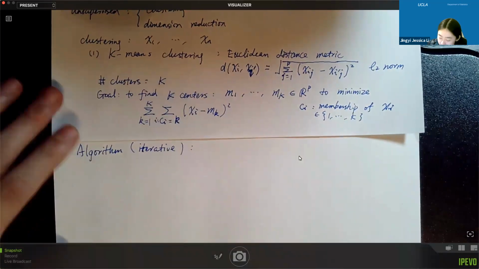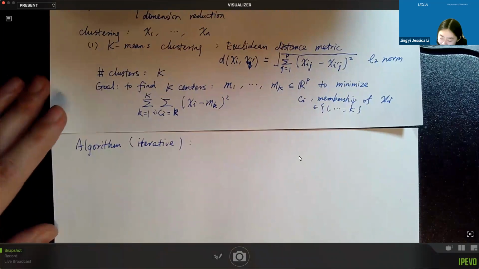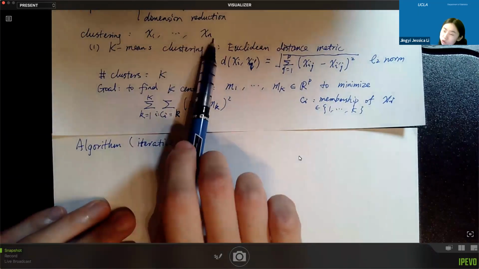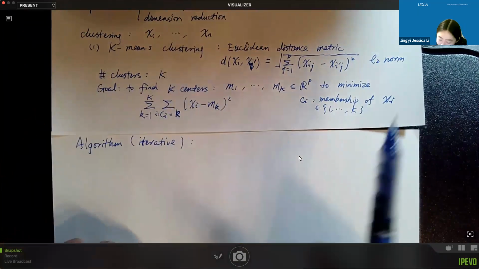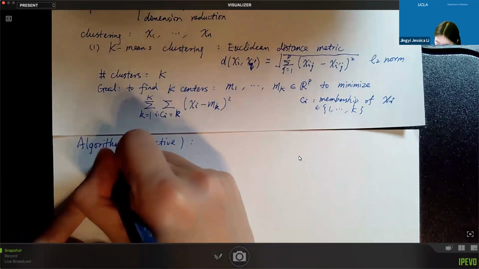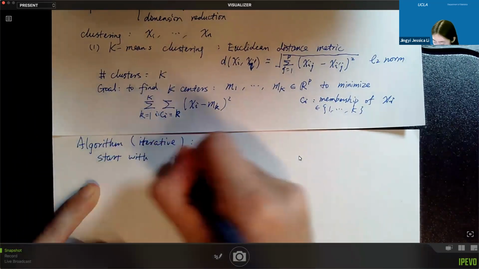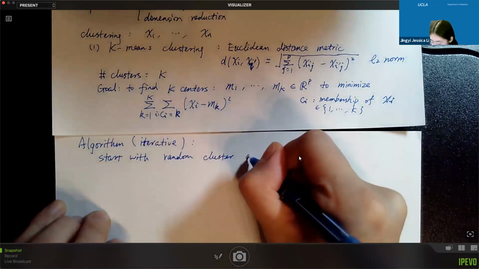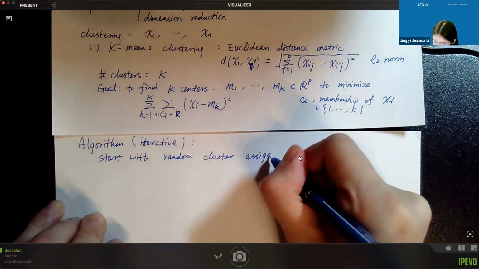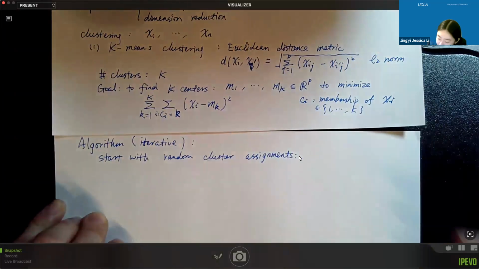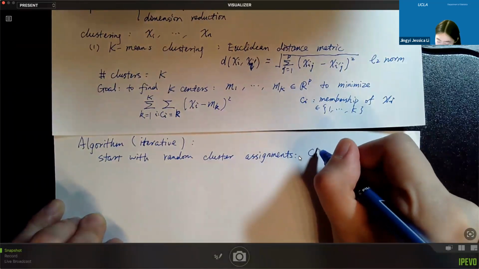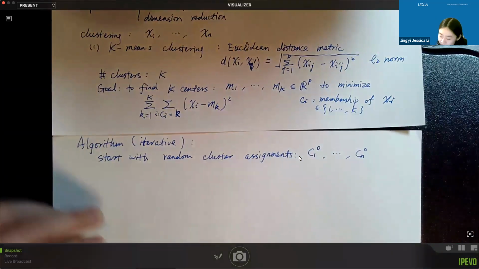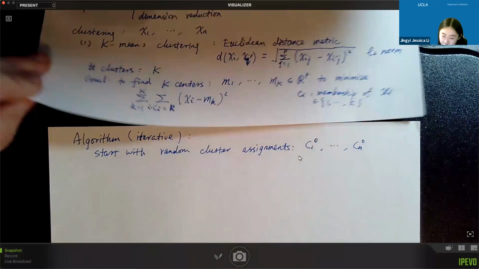So what we do is we start with a random cluster assignment. That means we randomly assign the n data points to k clusters. So I call that initialization with random cluster assignments. I call them C_1^0 to C_n^0. So the superscript 0 means that it's the initialization.